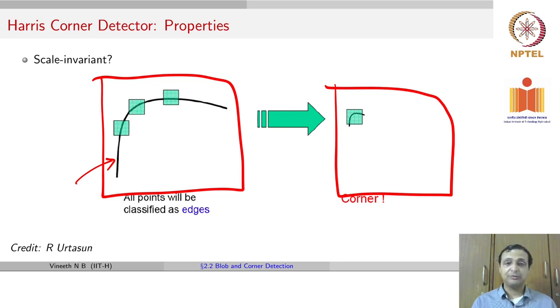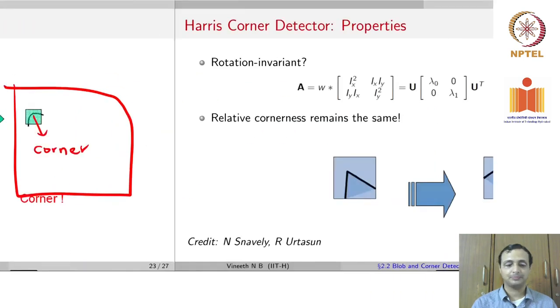So in this particular case, if you observe, in the second image, this point would be considered a corner by the Harris corner detector. But in the first image, if you took the same size patch to do the autocorrelation, you would find that all of these would get categorized as edges and none of them would get categorized as corners, which means the Harris corner detector need not necessarily be scale invariant. How do you make it scale invariant? We'll talk about that later.